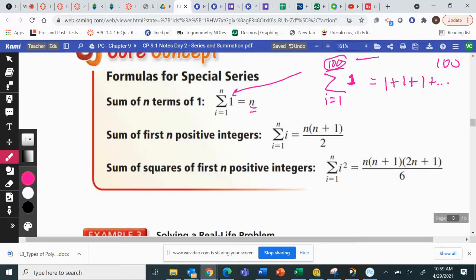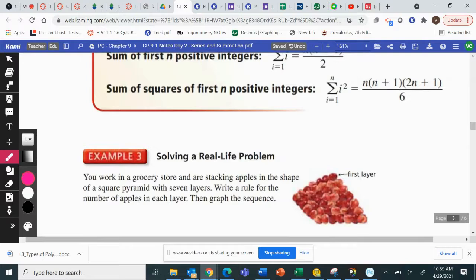The sum of the first positive integers. This would be a question where I say, and I'm just going to write it right over here, add the first 100 numbers, like integers, starting at 1. I didn't write all the words in there. Starting at 1, I want you to add together the first 100 integers.